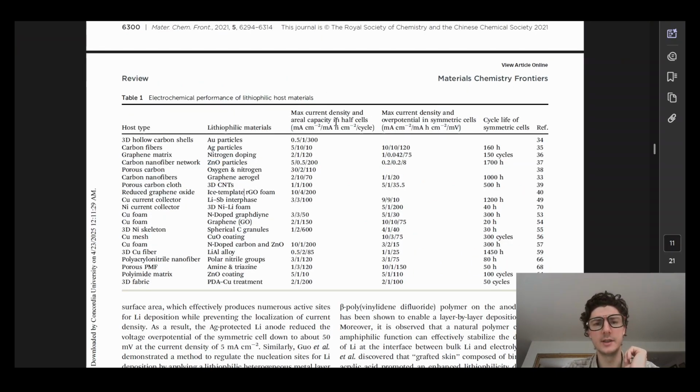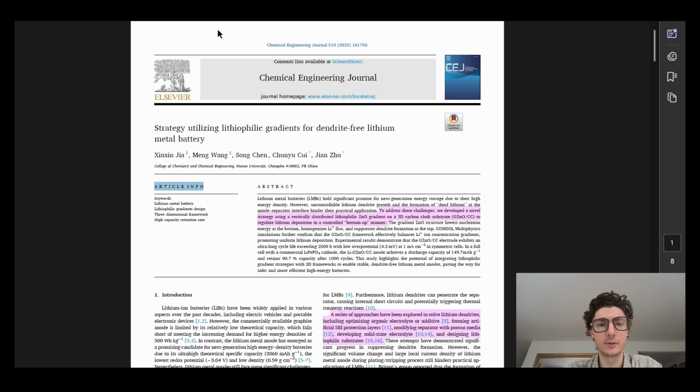They write the max current density and areal capacity in half cells. So here they write some numbers: max current density and overpotential in symmetric cells, cycle life of symmetric cell, and the reference. Interesting. So let's take a look at the gold nanoparticles. It actually doesn't include the cycle life. But let's take a look at the longest cycle life. So we got 1700 hours here. I think 1700 is the longest one for the zinc oxide nanoparticles. And if we look here, this one with the zinc oxide gradient lasted 2500 hours.